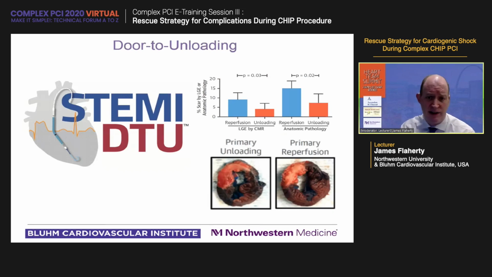This is a study that's going on, STEMI DTU, door to unloading, in STEMI patients without shock, putting an Impella device in to unload the ventricle and to see if that reduces the infarct size. This is from an animal study that showed that this strategy, just unloading the ventricle in a high-risk patient, may reduce infarct size. So a new concept.